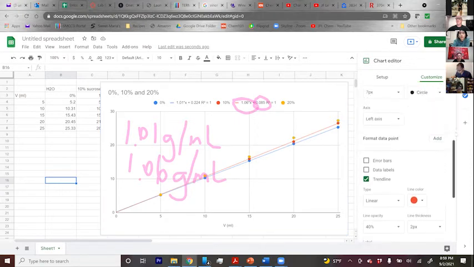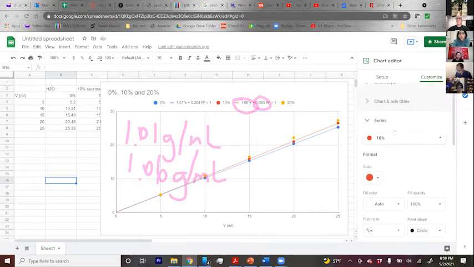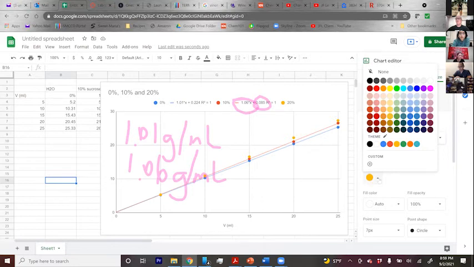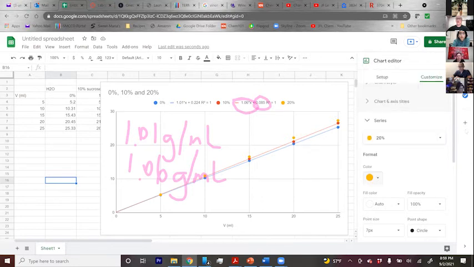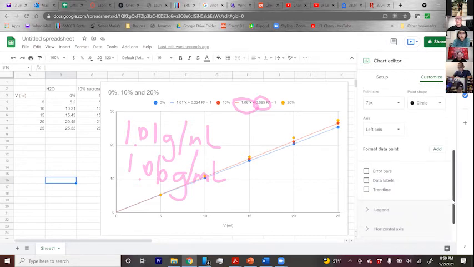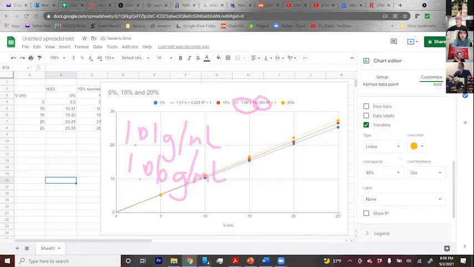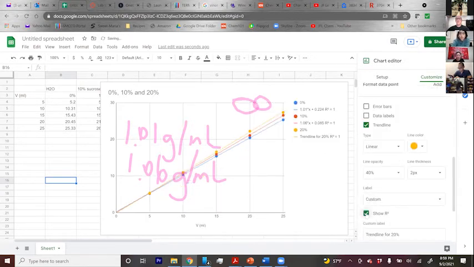So let's do 20%. We just scroll back up here. So these are my series. This just means these are the different y values. So my y values are 0, 10, 20. So now I want to do 20. And you can change the color if you want. There's a whole bunch of different ones here. I kind of like that ochre one. It's a very 60s kind of vibe to it. So I want trend line. Again, I want it to be linear. I want to see the R squared.